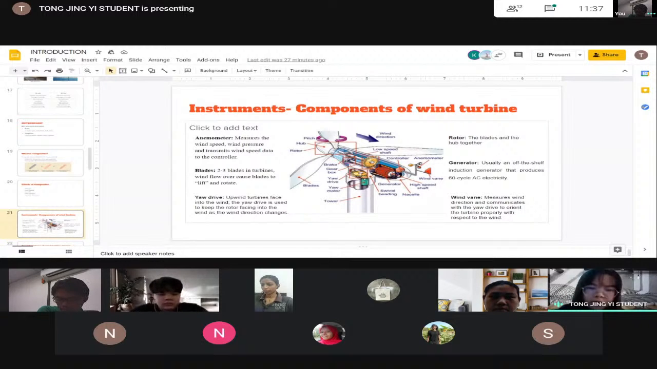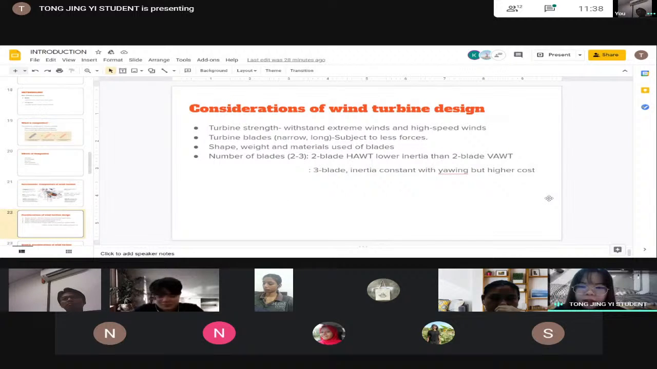Normally, we use 2 to 3 blades in turbines, and wind flowing over them causes the blades to lift and rotate. And then the rotor, which is combined with the hub, and then the generator. And this is the yaw drive. The yaw drive is used to keep the rotor facing into the wind as the wind direction changes, while the wind vane measures wind direction and works with the yaw drive to orient the turbine properly with respect to the wind direction.